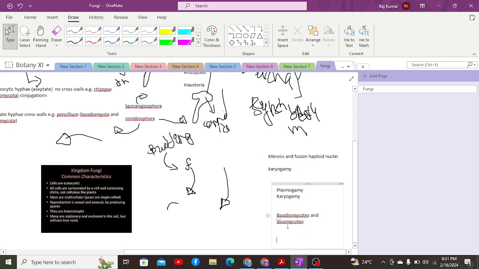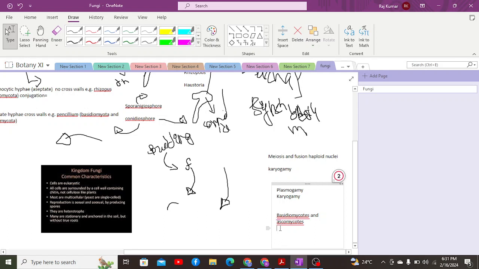Rather, the two haploid nuclei coexist independently within the cell. These two nuclei remain functional within the cell for the rest of the life of the fungus, and they remain within the cell until either the cell is dead, or they perform reproduction once again.